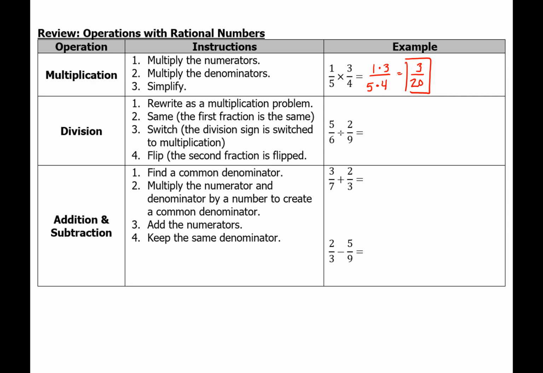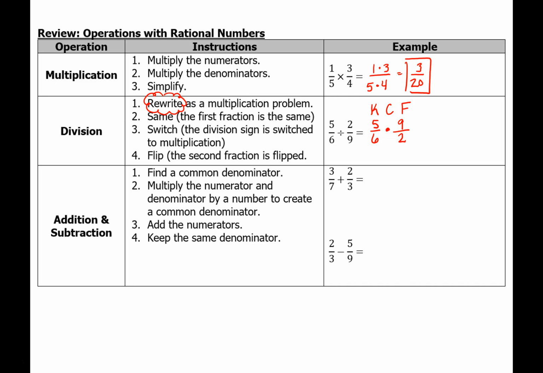So we're done there. Division, you are going to rewrite it as a multiplication problem where we do a keep, change, flip. So we're going to keep the first fraction the same. We're going to change the sign to be a multiplication sign. And we're going to flip the second fraction to be the numerator and the denominator, opposite from how it was originally. And then this is just a multiplication problem.